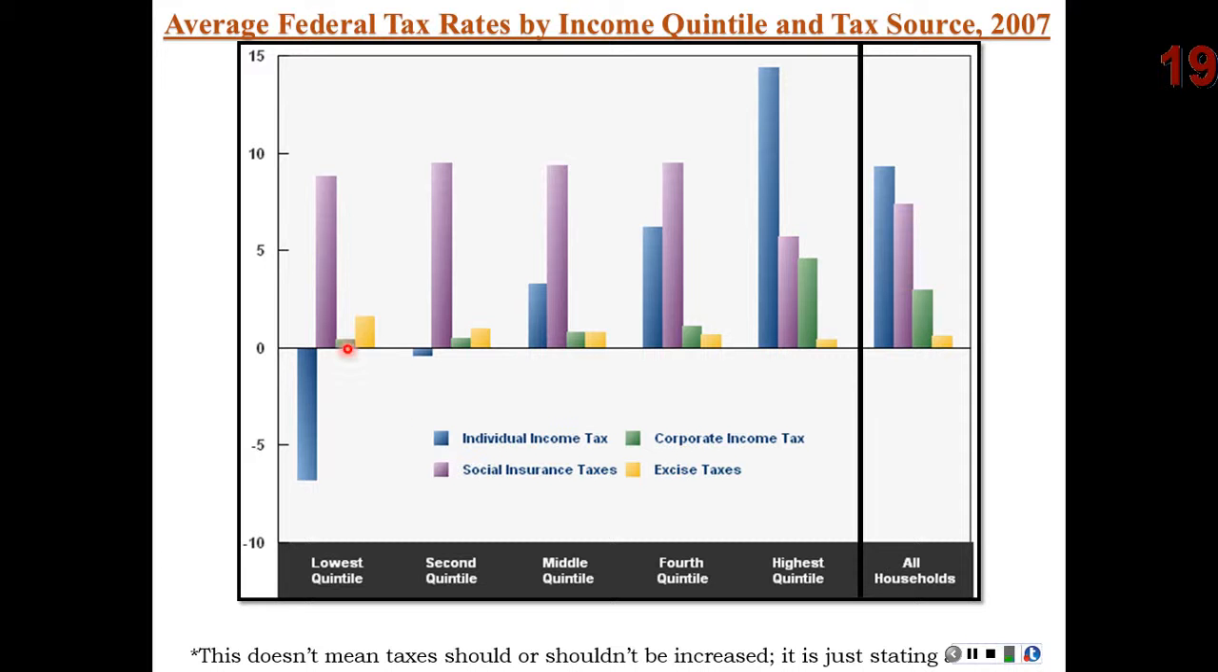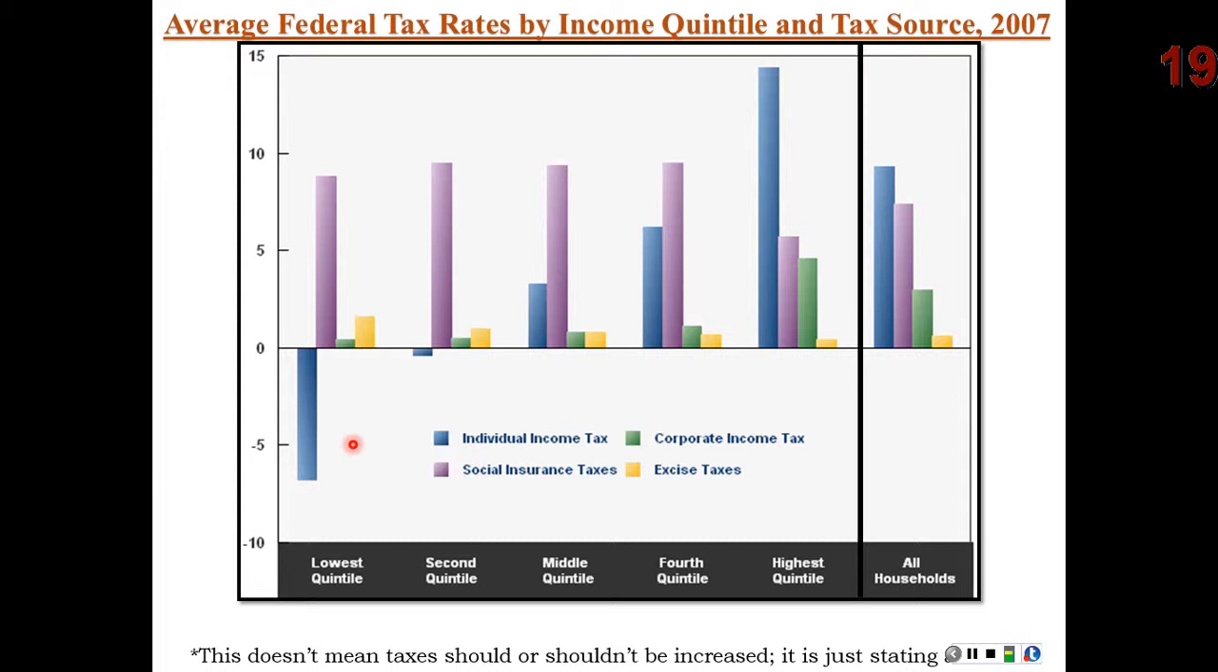Okay, and the reason that even poor people have some corporate income tax is because of tax incidence, and some of that cost is passed on to workers in the form of lower wages. So that's captured here. This is done by the Congressional Budget Office. Then you have excise taxes, which are like sales taxes. And then you have social insurance taxes, which is the purple bar, which is FICA taxes.